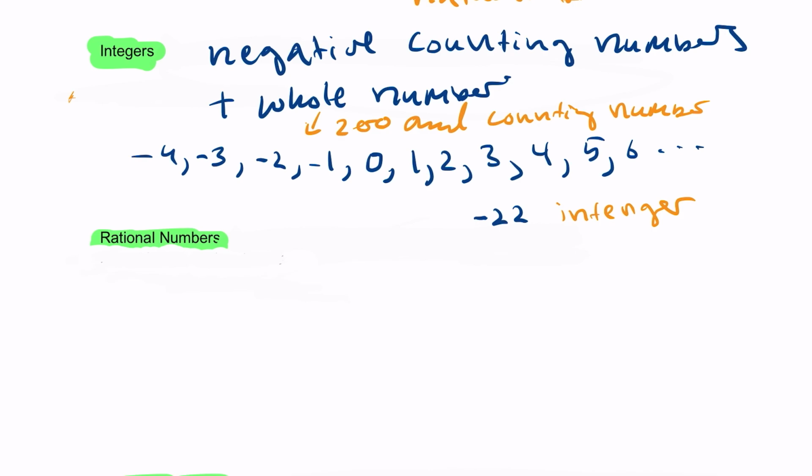If we do 22, 22 is all three. It's a whole number, it's a natural number, and it's an integer. So yes, it's all three: whole number, natural number, integer. So let's go to the next one.